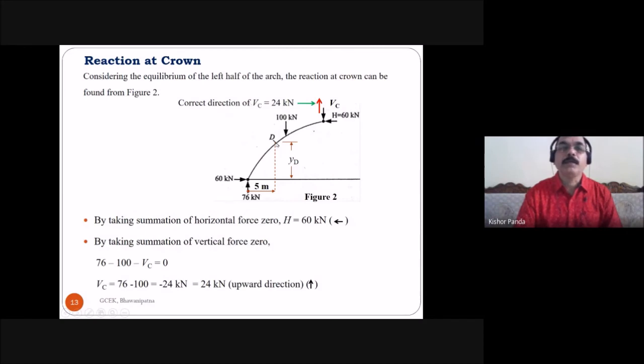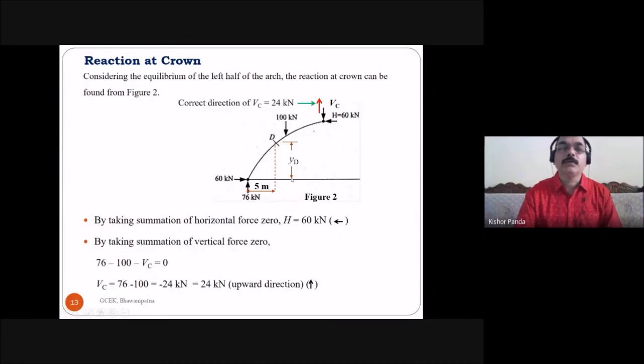Here you find the moment at the point D, which is 5 meters from the support A. So you have to find the moment at the point D. You know this is the x length, x is 5 meter, and you have to find yt, the vertical coordinate of the point D.